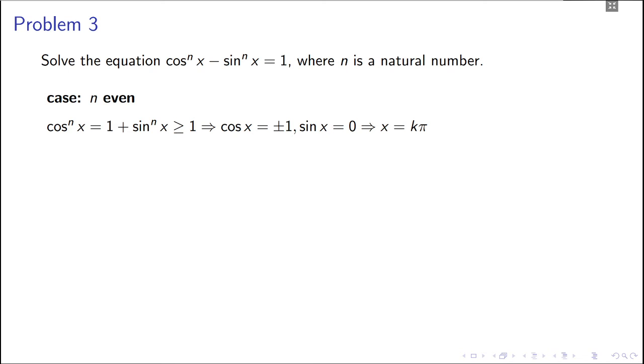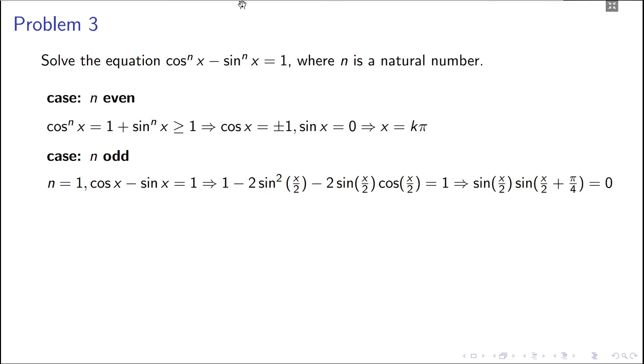And this can hold only when sine x is 0 and cos x is plus or minus 1. Okay, so that happens when x is equal to k times pi, where k is an integer. And the next case is when n is odd. So for odd, we have to take n equal to 1 separately. You take n equal to 1, and then you can basically convert it into half angle. You write cos x as 1 minus 2 sine square x by 2, and sine x as 2 sine x by 2 cos x by 2, equal to 1.